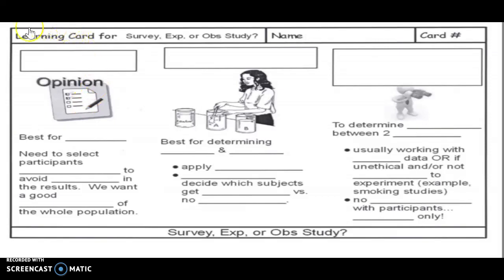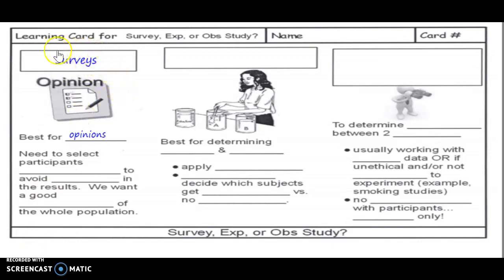All right, we're going to fill out our learning card for surveys, experiments, or observational studies. So hopefully this will give you a little bit of an idea of the differences between the three. So we're going to start off here in this first column, and that is our example for survey.